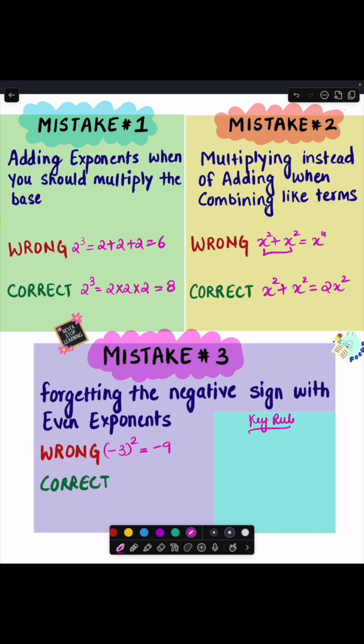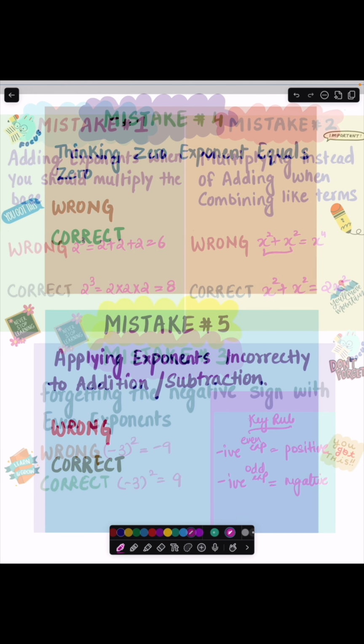And for that we follow a key rule that says that whenever a number is negative with an even exponent, the answer would always be positive. And whenever there is a negative number with an odd exponent, the answer will always be negative. So now if we solve this correctly, the answer would be 9.